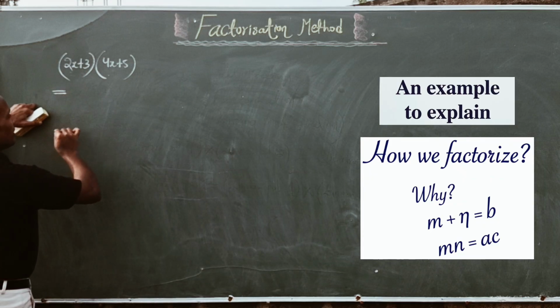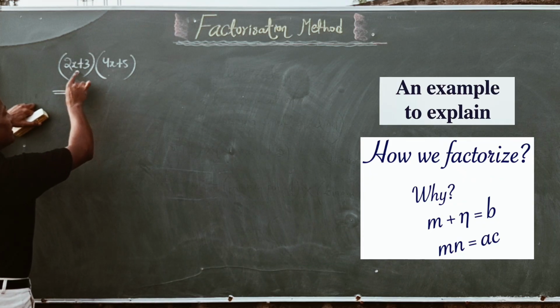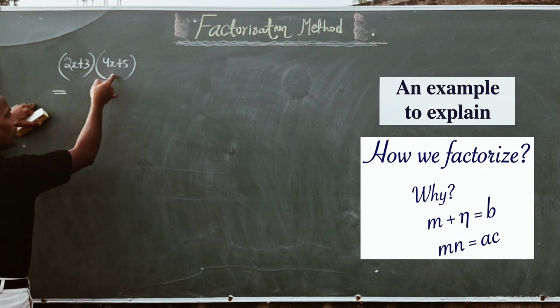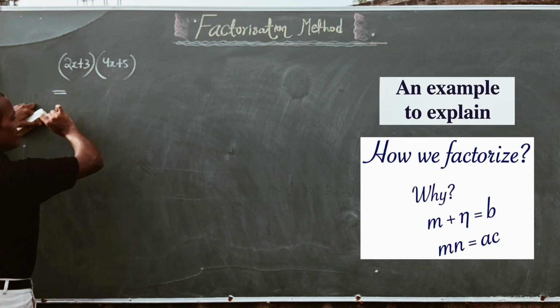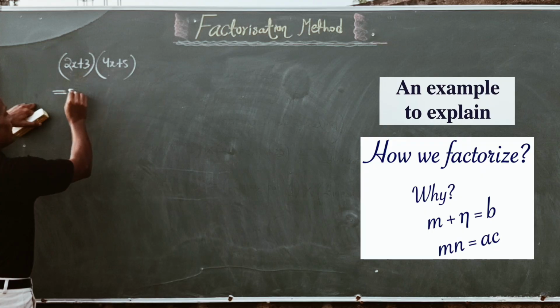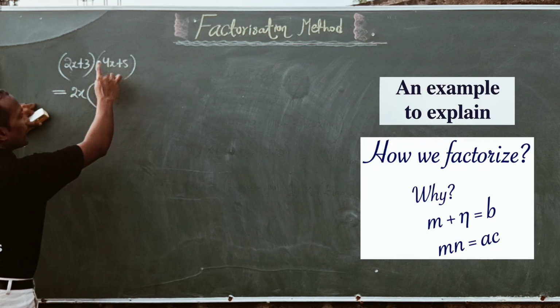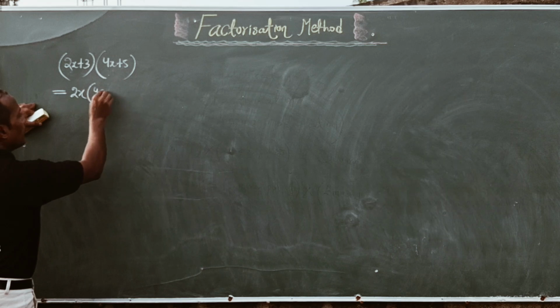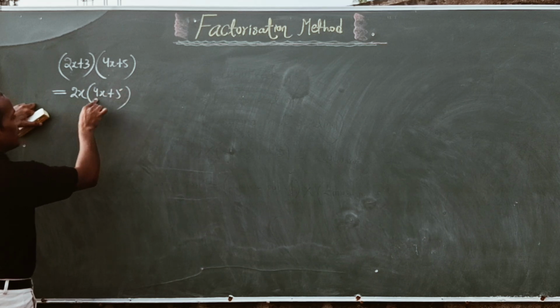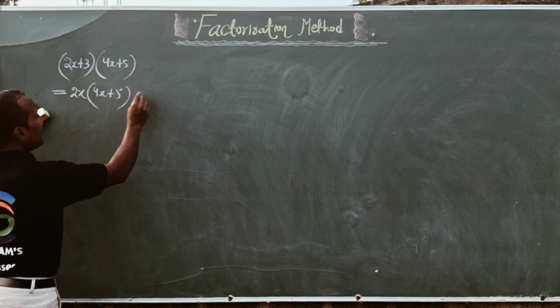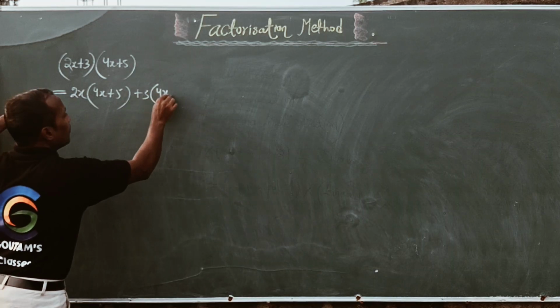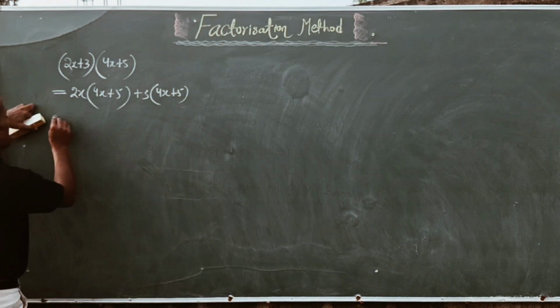What are the steps of multiplication? In multiplication, we multiply by distributive property all the terms of one expression with all the terms of the other expression. So here 2x is the first term. I'll multiply 2x with all the terms of this expression, means 4x plus 5. 2x will get multiplied with 4x as well as with 5. Similarly, plus 3 will get multiplied with 4x plus 5. These are our steps of multiplication.